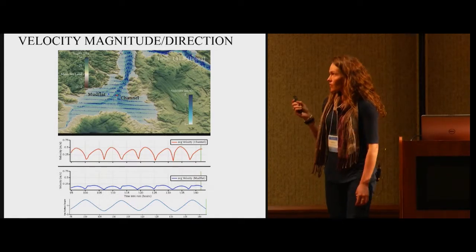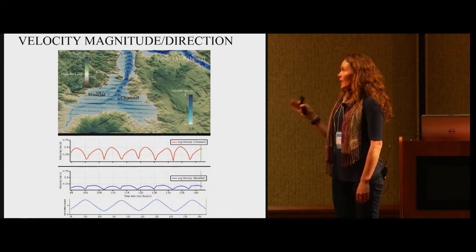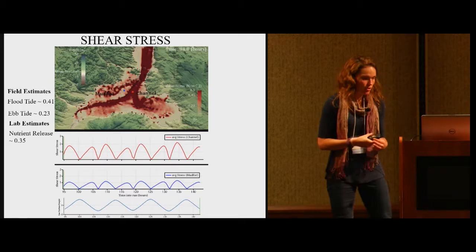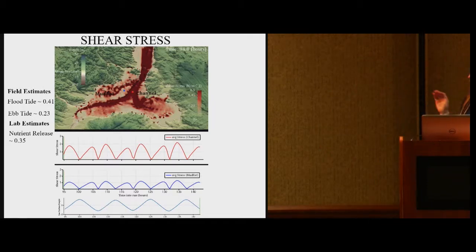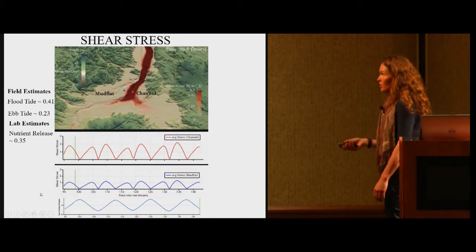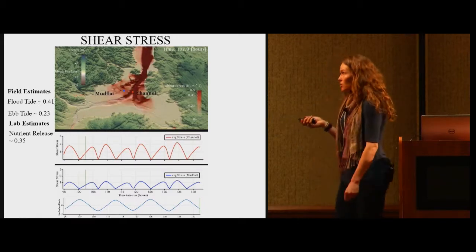And sort of this last idea, or the last thing I want to show you, is a video of shear stress. Again, noting that 0.41 was just a value from flood tide, 0.23 is from ebb tide, and then the estimates for nutrient release was 0.35. The dark red colors are 0.5 newtons per meter squared.